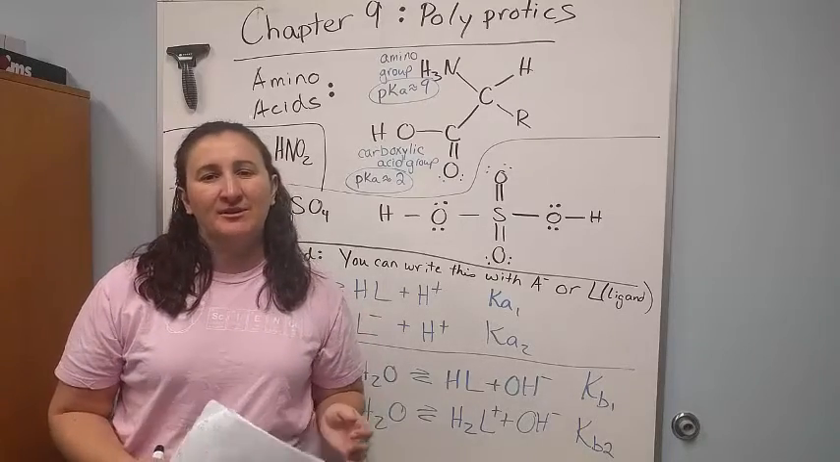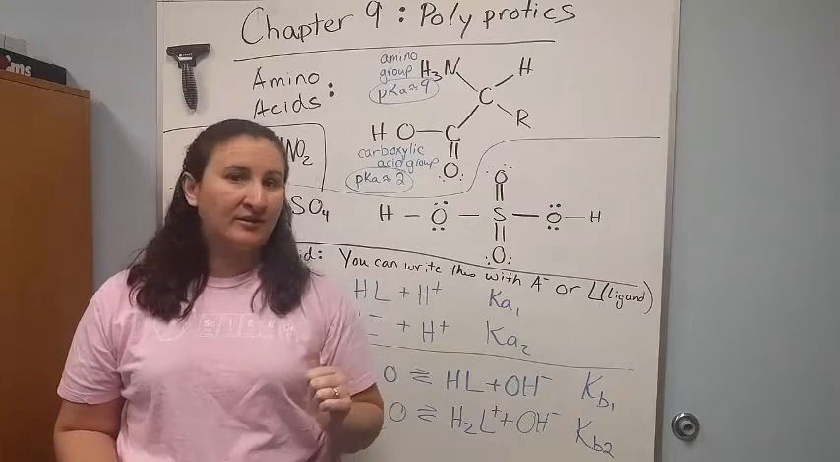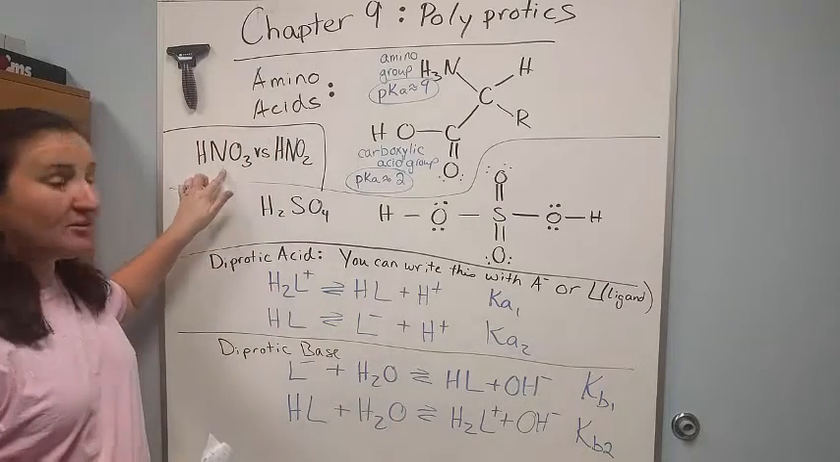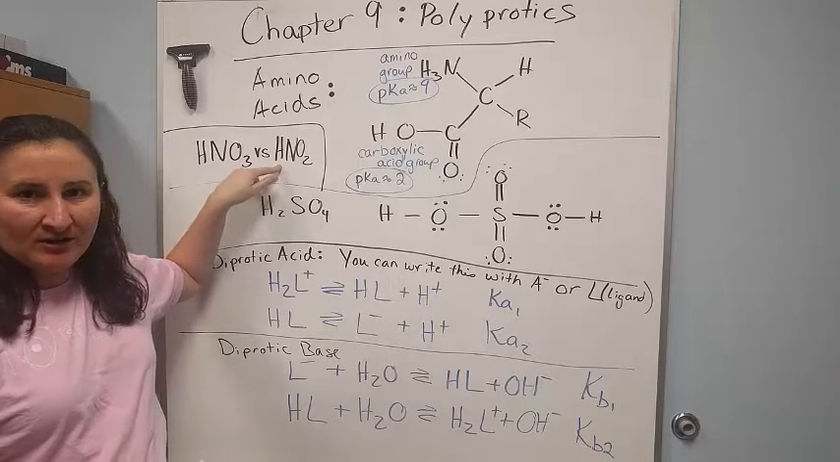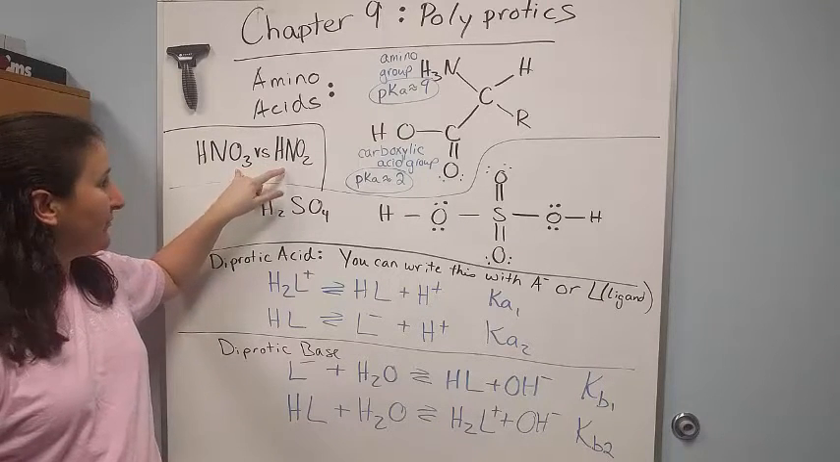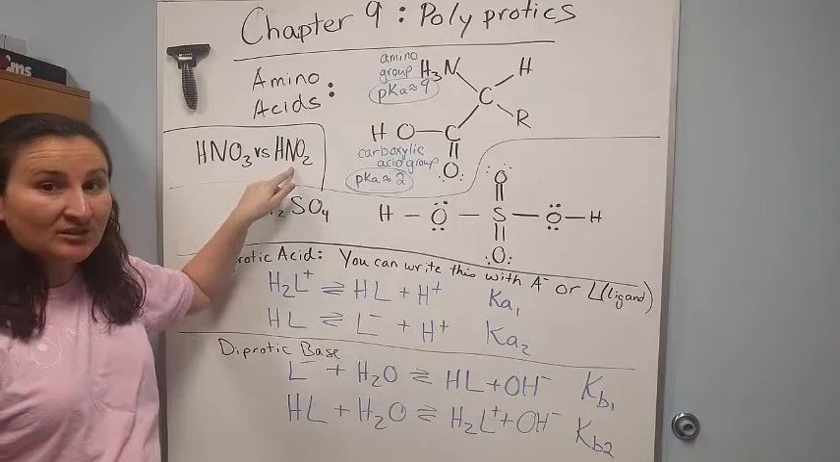Chapter 9 is going to become our beginner discussion of polyprotic acids. So to begin, let's look back at some molecules that you know from general chemistry. These two right here, nitric acid and nitrous acid. Which of these two is a stronger acid? I hope you said this one, nitric acid, and nitrous acid is actually weaker.